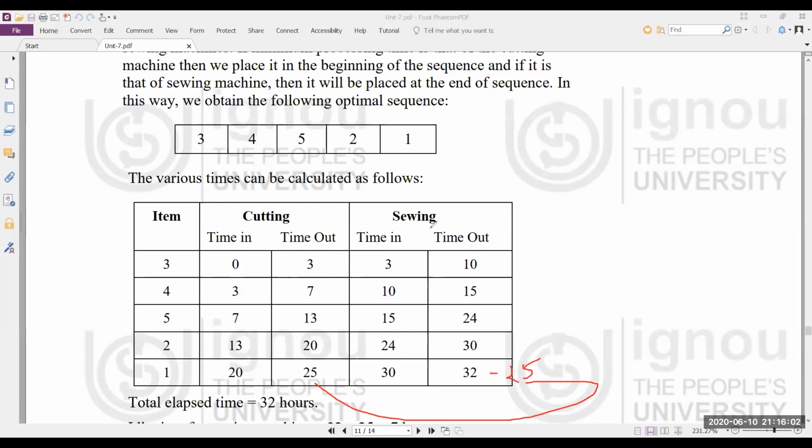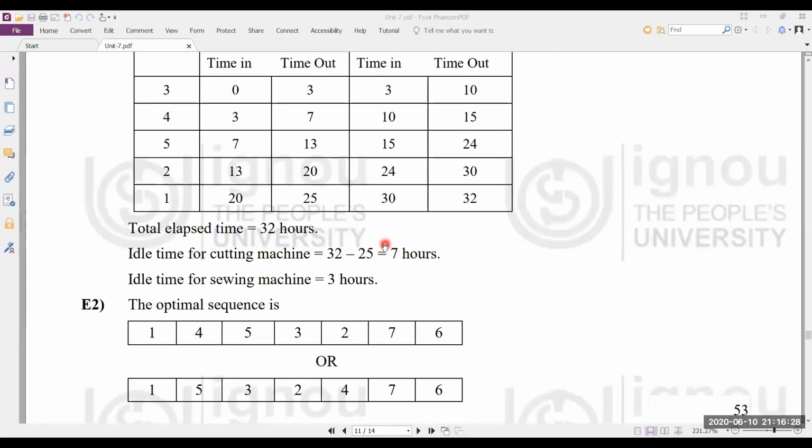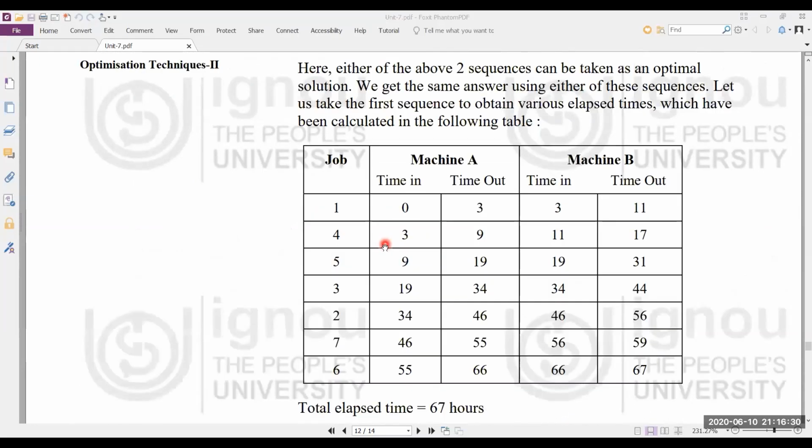Now we come to the sieving. It will be free up to the 3. So it means idle time for the sieving machine is 3. Again, we see the gap between the time 3 to 10, 10 to 15, 15 to 24, 24 to 30, 32. So there is no gap between them. It means that the idle time for the sieving machine is 3. So in this way, you can find out the idle time for the machine and total elapsed time taken by the system.